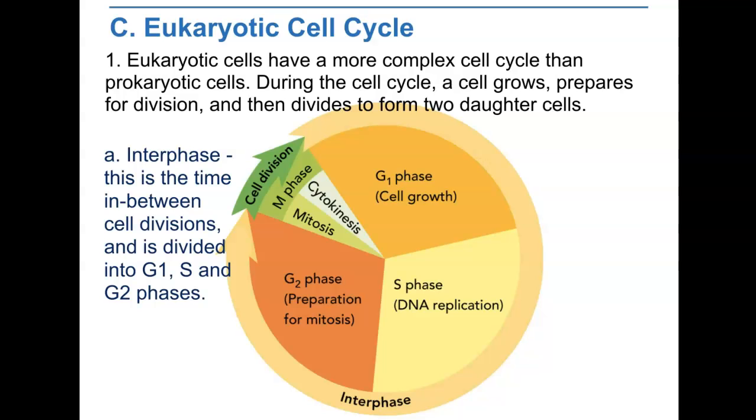The G1 phase is followed by the S phase. The S stands for synthesis. During the S phase, the DNA is synthesized as the chromosomes are replicated. By the end of the S phase, the cell contains twice as much DNA as it did in the beginning of the phase.